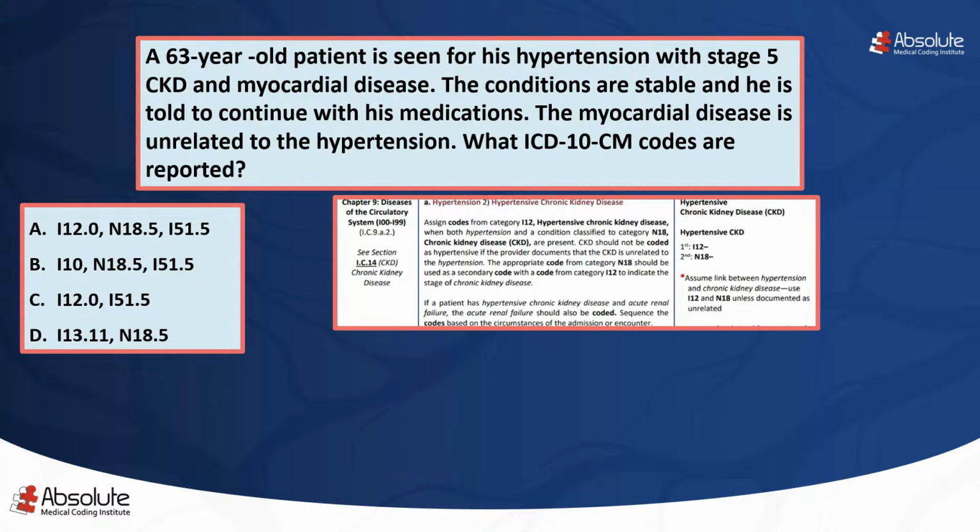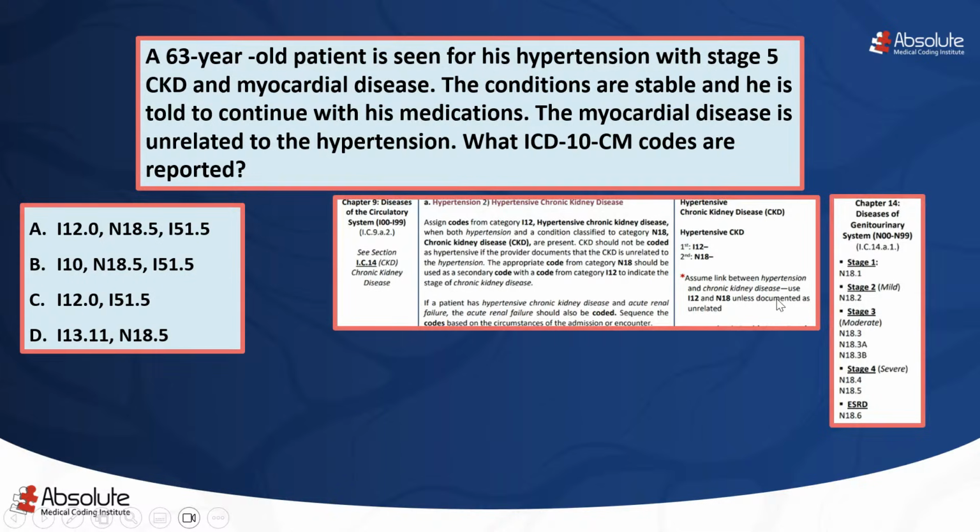So in this guideline, it indicates that there is a presumed causal relationship between the chronic kidney disease and the hypertension. So if we are following the sequencing of the far right column, we are going to be selecting our I12 code first. And if we look right here, we are going to reference this again, where we can have the stages. So if you look at our scenario, it states that the stage 5 CKD is what our patient has.